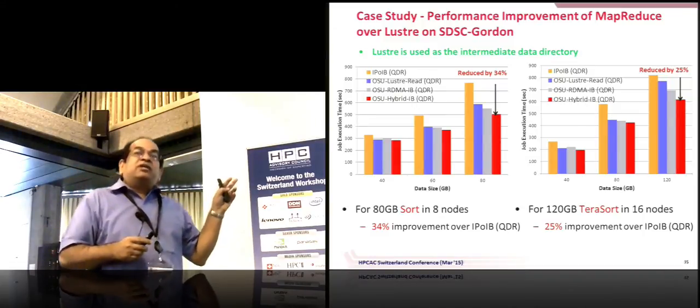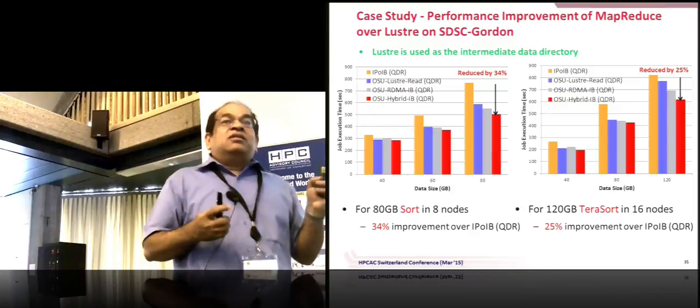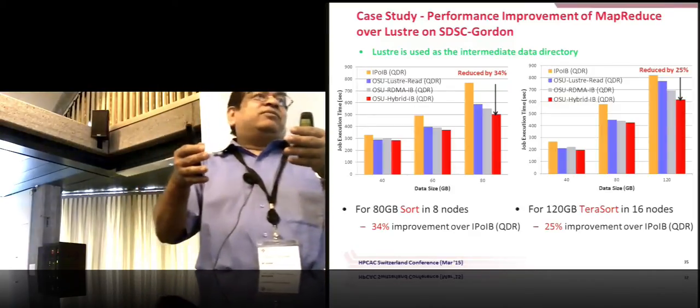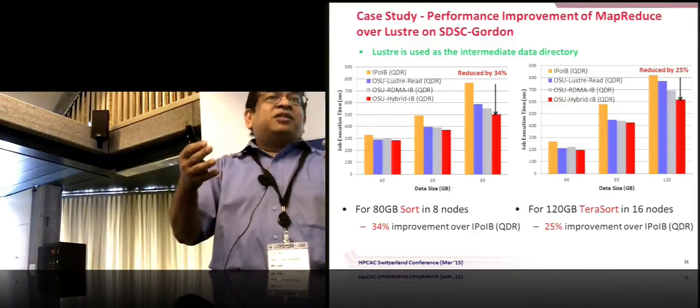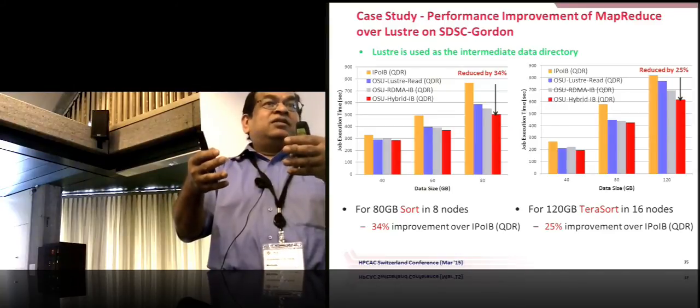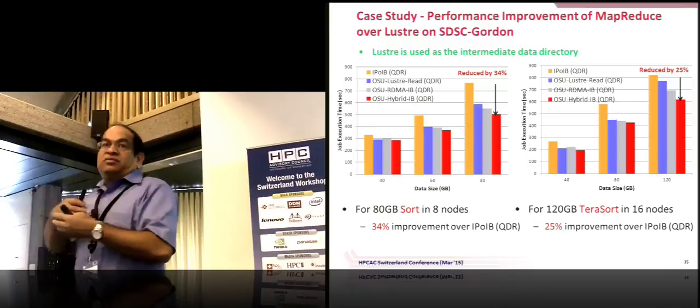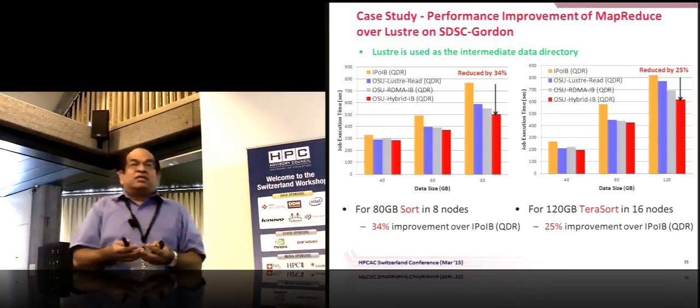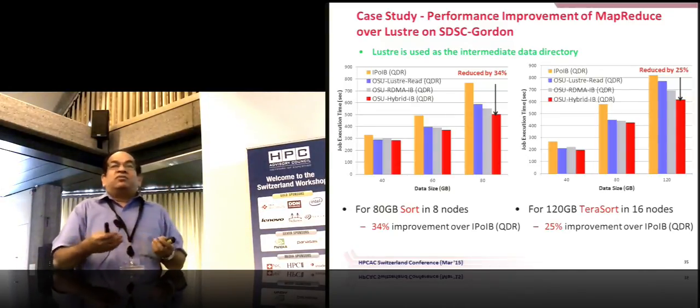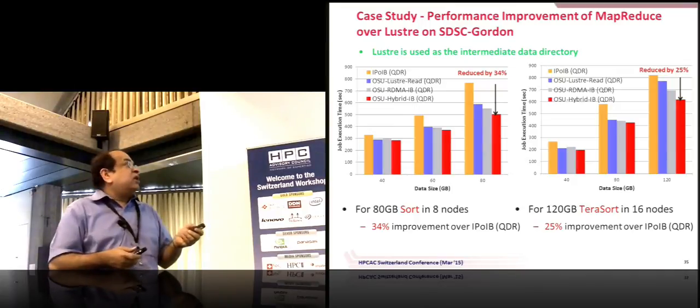These improvements are a little bit lower than the previous one because, once again, Lustre is a shared file system. So all these mappers and reducers are going there, so there is more contention. You still get the benefit, but it's not as good as if you have a local disk. Then you don't see a lot of contention, and you get higher benefits.